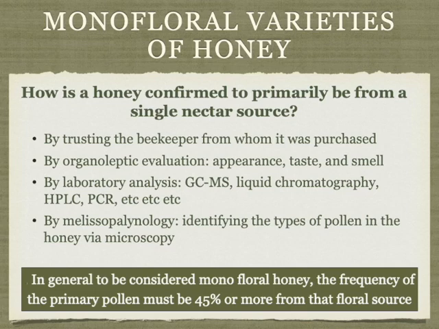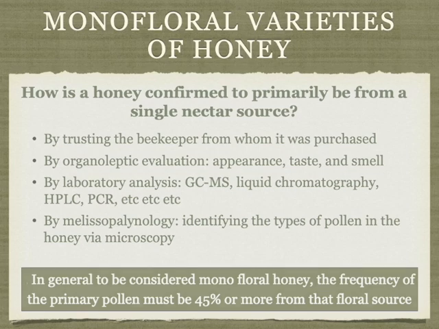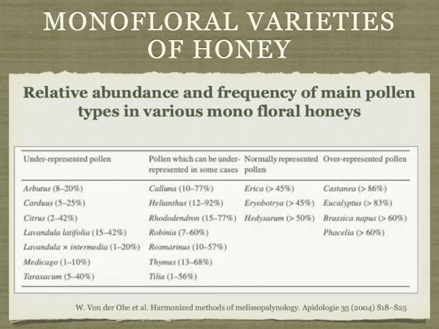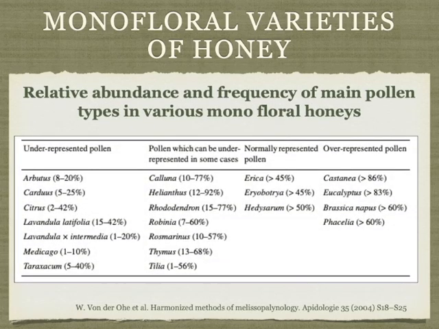In general, to be considered a monofloral honey, the frequency of primary pollen must be 45% or more from that source. Now, there are exceptions, however. This rule is not set in stone. Some honeys are what we call underrepresented in pollen. Examples are citrus, lavender, alfalfa, and dandelion.